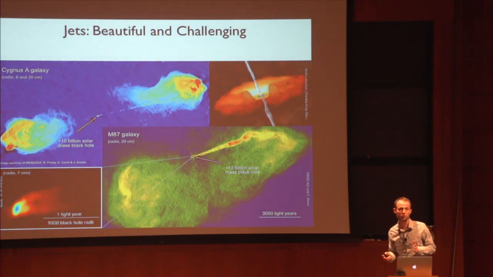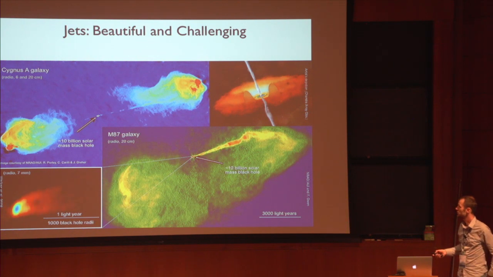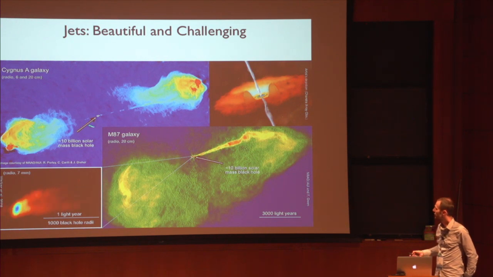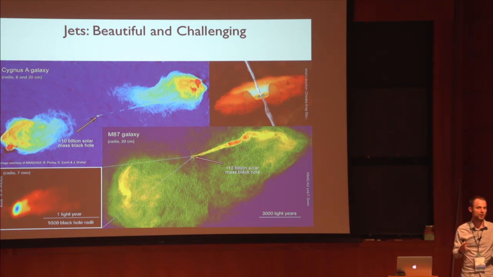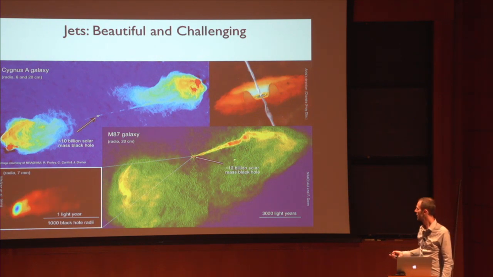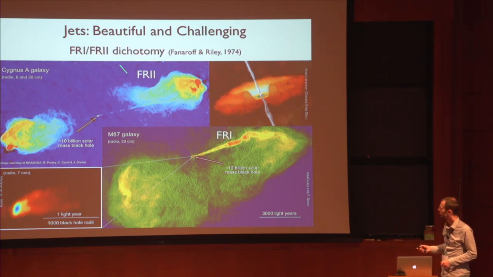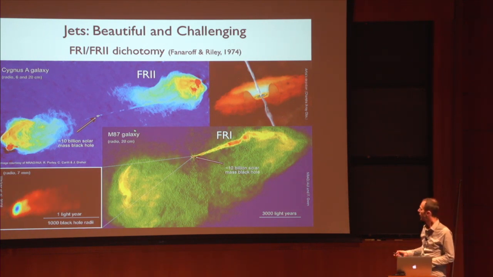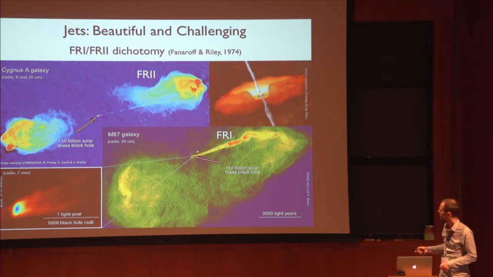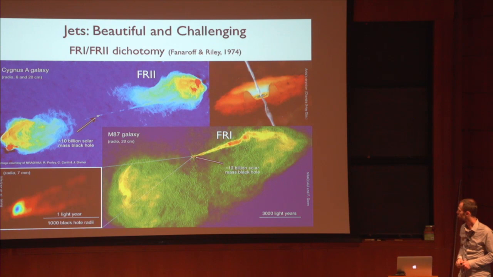So these are two of my most favorite jets. This is a Cygnus A galaxy jet, and this is the M87 galaxy jet. Both of them host similar, comparatively large black holes, about 10 billion solar masses each. You can see that even though the black holes are rather similar, the morphologies of these jets are really rather different. Here the jets are really thin and straight and end up in a bright hotspot, whereas in the case of the M87 galaxy, the jets are kind of wiggly and unstable and disappear into nothing, ending up in a swoosh.